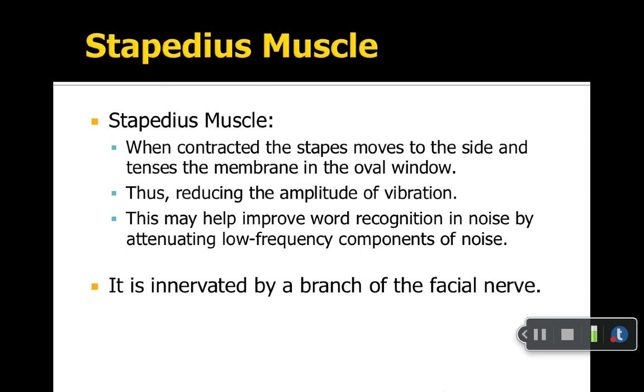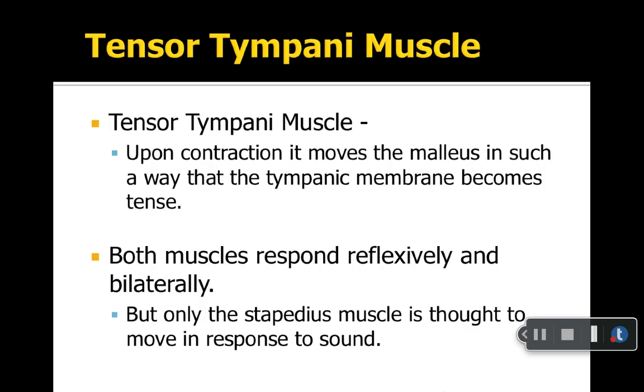When it's contracted, the stapes moves to the side and tenses the membrane of the oval window. Thus, it reduces the amplitude of vibration. This might help improve word recognition in noise by attenuating low-frequency components. It is innervated by a branch of the facial nerve. The other muscle is the Tensor Tympani muscle. When it contracts, it moves the malleus in a way that the tympanic membrane becomes tense.